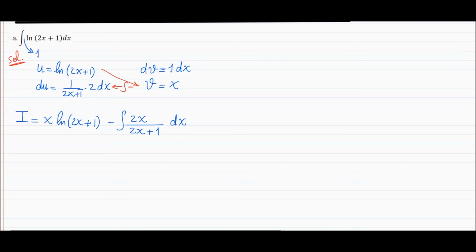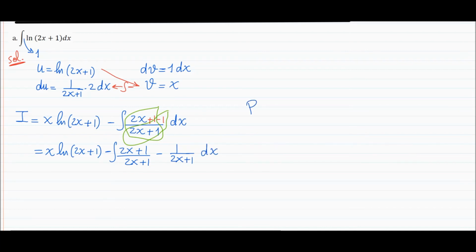First of all, you have 2x in the numerator and also 2x in the denominator. So you can use the rule that you can make plus 1 and minus 1, and for sure this will not change the problem. And now you have to split the fraction. You take this one over this one, and the second one, which is this one over this one. So our integral will be x ln(2x+1) minus the integral of (2x+1)/(2x+1) minus 1/(2x+1), all of this dx.